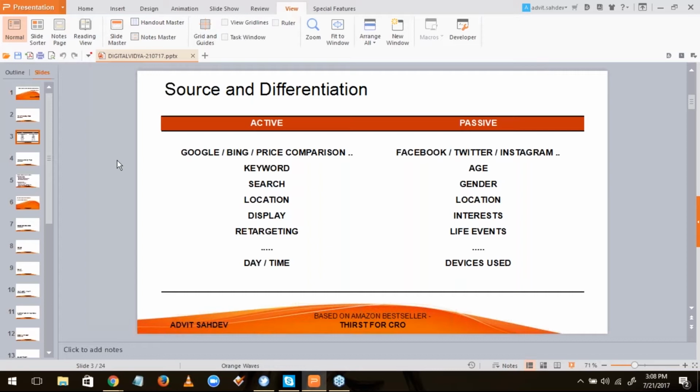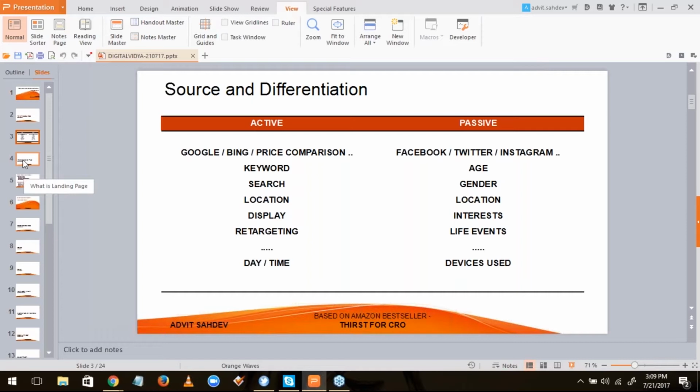We can target them by devices used. Now, this may not be very useful in our example of an educational institute, but it is useful to identify. So, for example, if I am selling a product which is for iPhones, then I would use the devices used as a differentiation. So the key essence of this particular slide that I want to highlight is that source has a lot of segments, a lot of differentiation, and the idea is that you use that information to target accordingly.